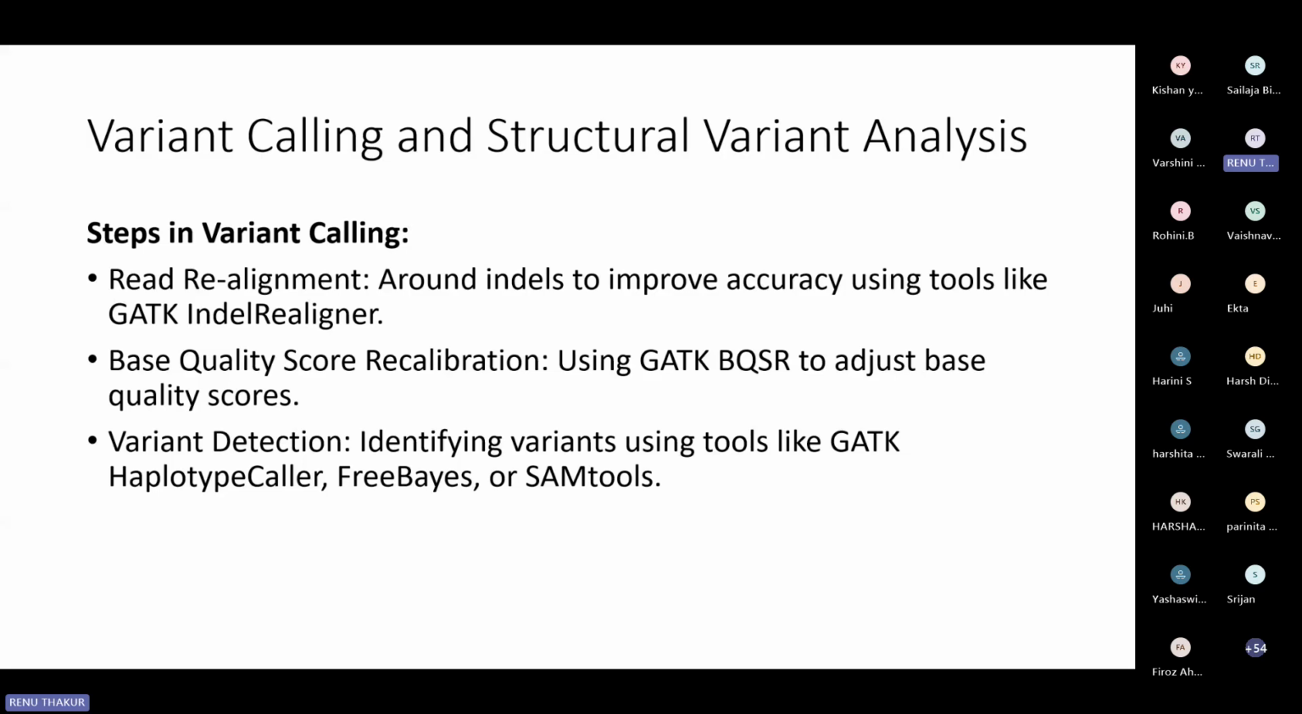So you'll be having the same SAM file or BAM file, and you'll be realigning it and checking for indels, insertion and deletion nucleotides, and also for SNPs. Okay, so around indels to improve accuracy using tools like Genome Analysis Toolkit. And inside Genome Analysis Toolkit, we have lots and lots of tools, and one of the tools is called the Indel Realigner.